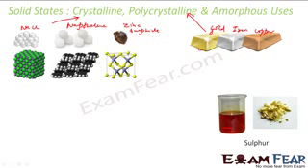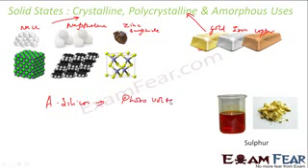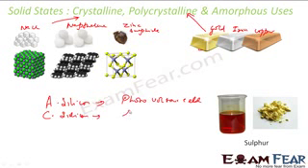And sulfur exists in all three forms. If you talk about silicon, it also exists in all three forms. Amorphous silicon is used for photovoltaic cells. And crystalline silicon is used in semiconductors. We'll talk about crystalline silicon also in detail.